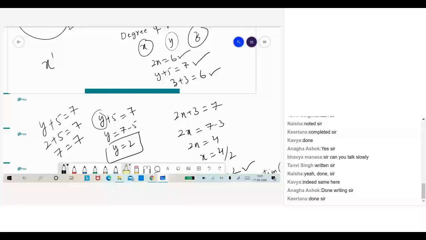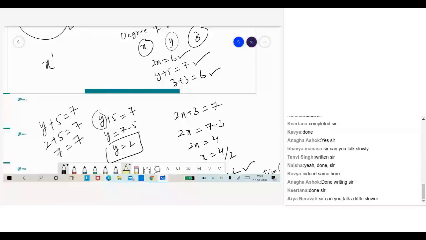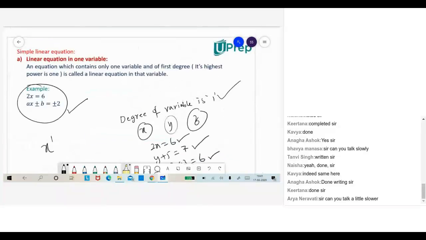So three things you need to understand here. What is a linear equation? What is a linear equation in one variable? And how do you find the solution of a linear equation? These three concepts we discussed today. We have defined a linear equation: an equation which contains one variable and is of first degree is called a linear equation.